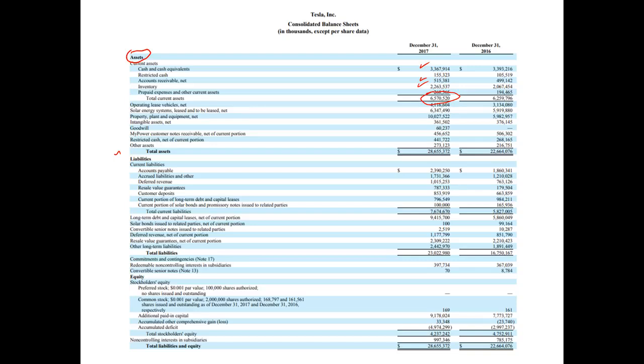Long-term assets, you can see these are some large numbers. Property, plant, and equipment is around 10 billion. We can see some other assets that they own, vehicles, energy systems. We can see that there's at least some amount of intangible assets, a little bit of goodwill, and a couple of other things in there. Total assets around $29 billion.